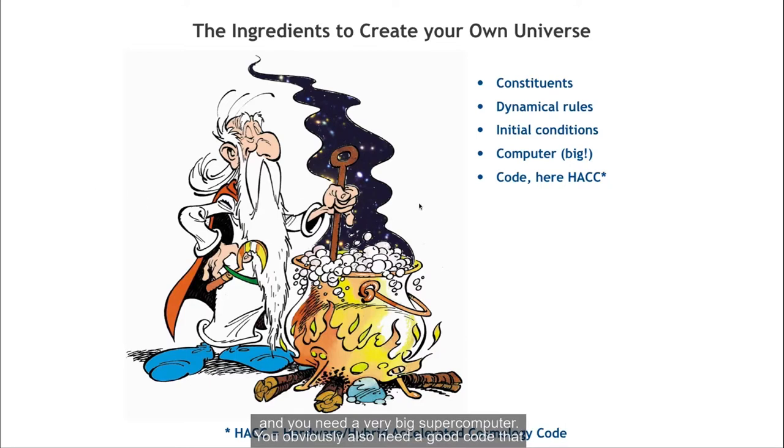You obviously also need a good code that scales to this very big supercomputer, and here we are using HACC. HACC stands for Hardware/Hybrid Accelerated Cosmology Code, and is actively developed at Argonne, and the Exascale Computing Project is helping us a lot to prepare HACC for the upcoming exascale supercomputers, Aurora and Frontier at Argonne and at Oak Ridge. So it's very exciting times for us to carry out these very large simulations.